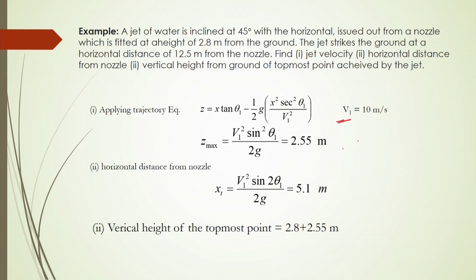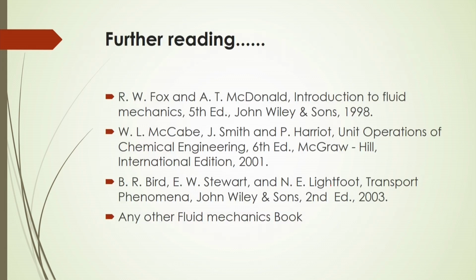So, it will be jet, and then jet max, then what should be the x_t, and the vertical height of the topmost point should be like this. So, based on these examples, you will be able to calculate the trajectory point and also the height for the liquid jet. I would suggest reading further about the basic principles of measurement, and also measuring devices like orifice meter, Venturi meter, and also pitot tube, how they work based on Bernoulli's equation.